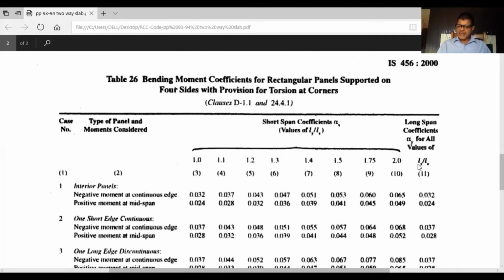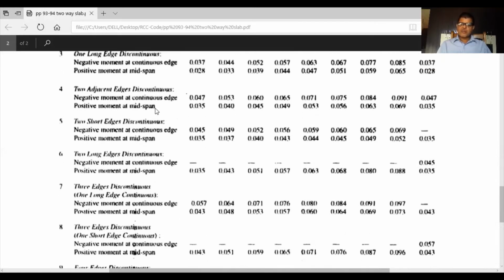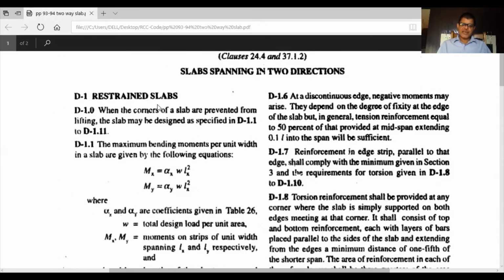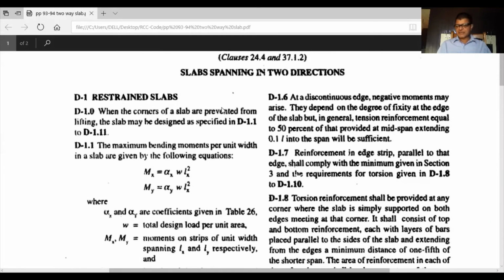So alpha y remain constant. Alpha y remain constant for any value of Ly/Lx between 1 and 2. It is only a single value. So these are the values which are being calculated for finding out the maximum bending moments mx and my for the slabs, restrained slabs.